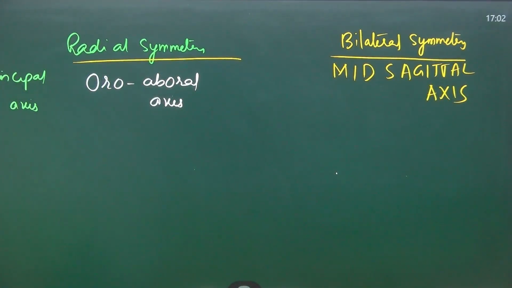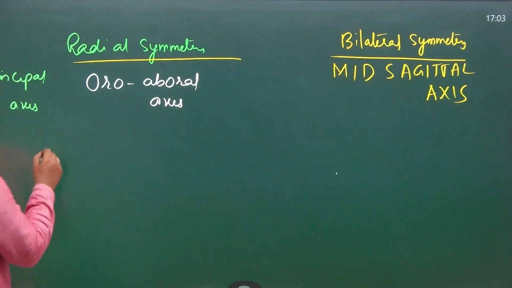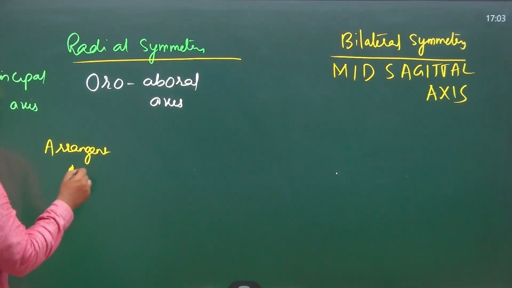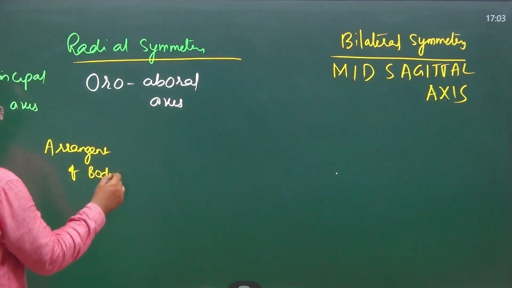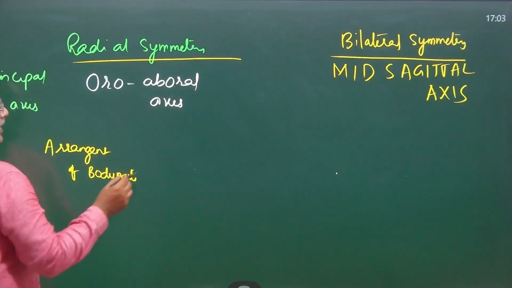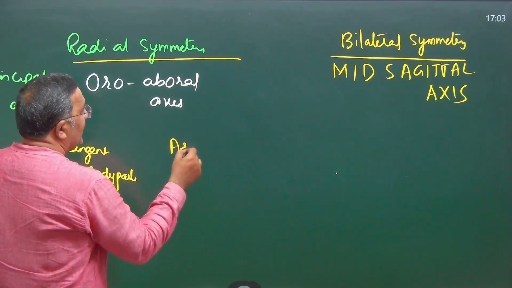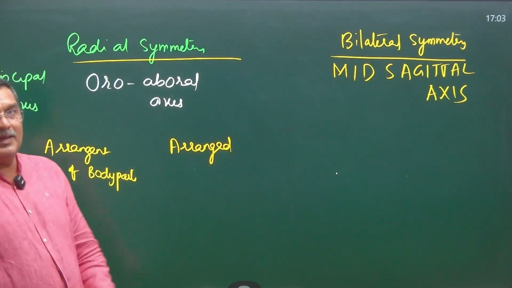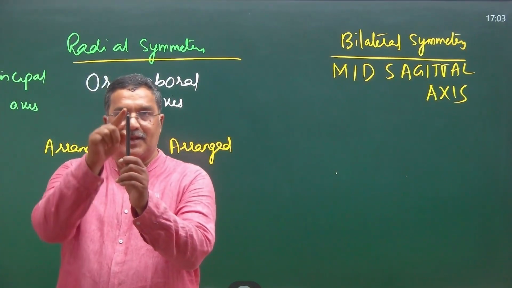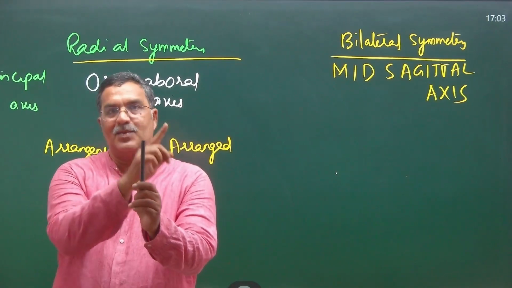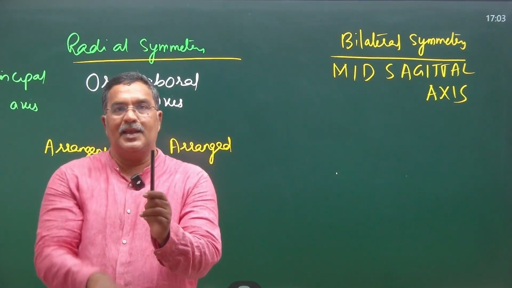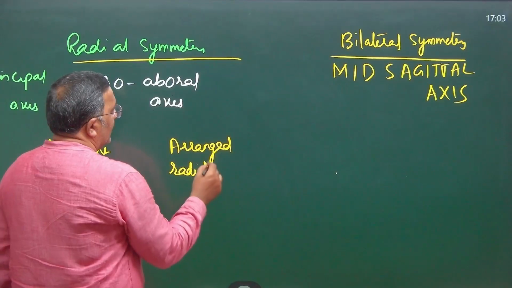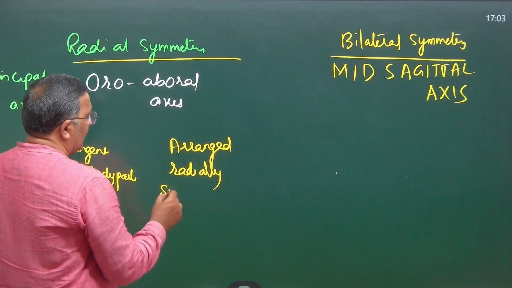In both symmetries, we are seeing the arrangement of body parts. In radial symmetry, I said arranged radially. What is the meaning of radial? Straight line. Imagine a pen with the refill in the center, and the body parts surround the refill like radial lines. Radial line means straight.